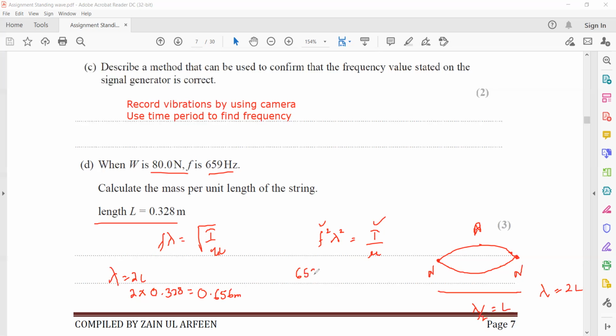So we have lambda, frequency is there. So 659 square, 0.656 square, 80, and mu. So we need mu. Mu is equal to 80 divided by 659 square into 0.656 square, and this mu will come out as the mass per unit length, which will be in kilogram per meter, as 4.3 into 10 to the power minus 4 kilogram per meter.